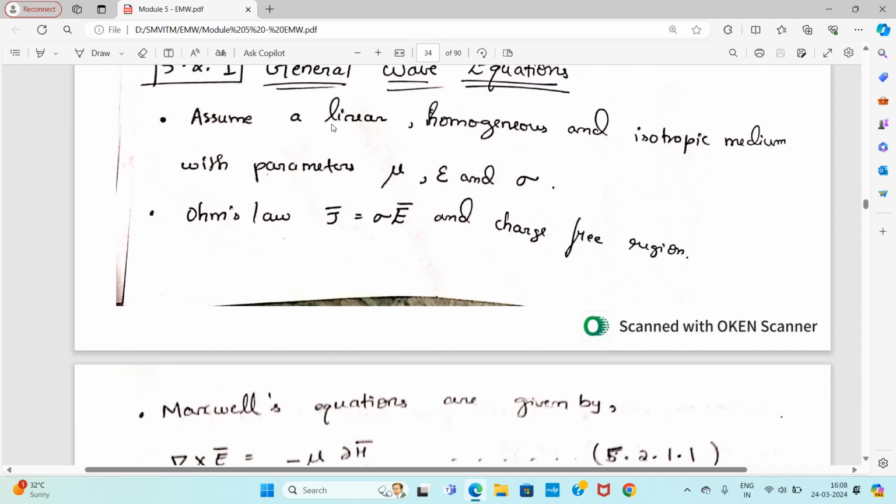We are making some assumptions here. We have assumed a linear, homogeneous region, that is, a region where you have constant parameters, and an isotropic medium with parameters mu, epsilon, and sigma. Mu is permeability, epsilon is permittivity, and sigma is conductivity. We also know that Ohm's law, that is J equal to sigma into E, applies to this system, and we have a charge-free region.